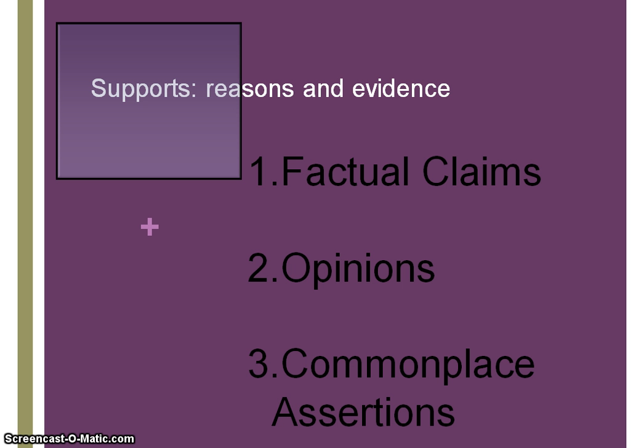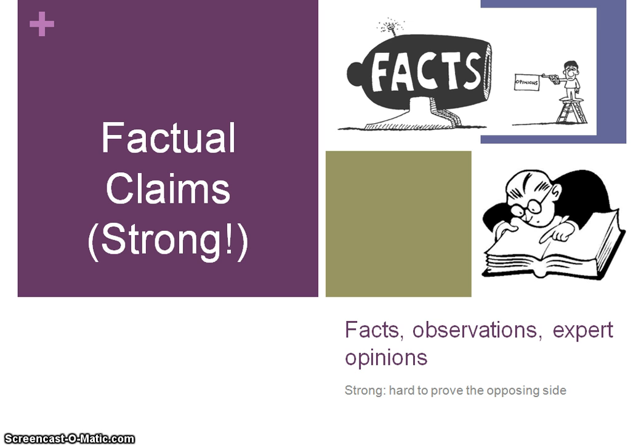There are three major types of support, ways that you can show your reasons and your evidence. Number one being factual claims, number two being opinions, and number three being commonplace assertions. At this point, if you need to, you should pause this screencast in order to write down these three types of support on your graphic organizer. Let's take a closer look at these three types of support.